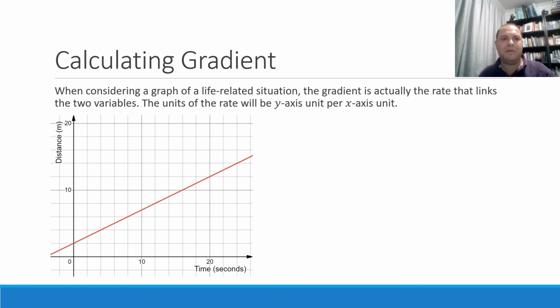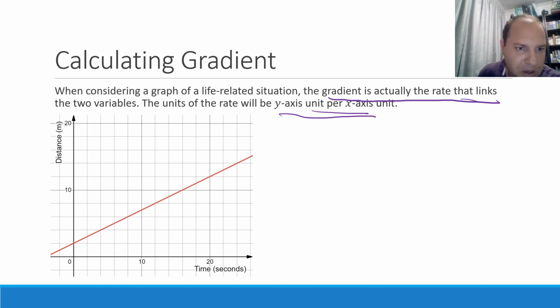All right, last one I want to look at, guys, is thinking about what this actually means in terms of real life. Now, when considering the graph of a life-related situation, the gradient is the rate that links our two variables. And the units will be y-axis unit per x-axis unit. So let me give you an example.